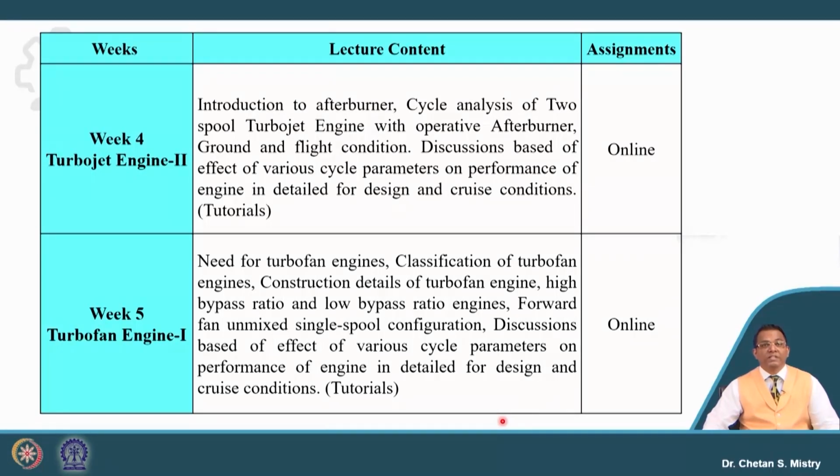This week we will be discussing the turbofan engine. We will start with the needs for turbofan engines, classification of turbofan engines, and construction details. We will discuss the high bypass ratio and low bypass ratio engines. We will also discuss the forward fan unmixed single spool configuration. For this kind of engine we will discuss the effect of various cycle parameters on performance, both at the design condition as well as the cruise condition.